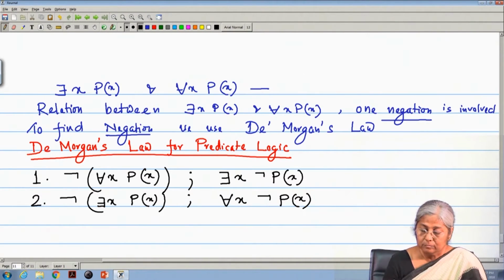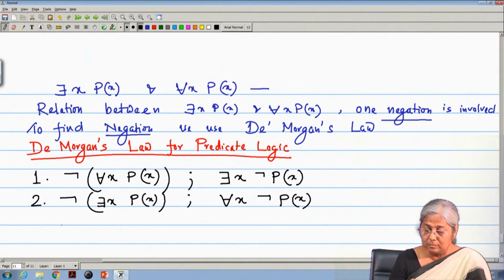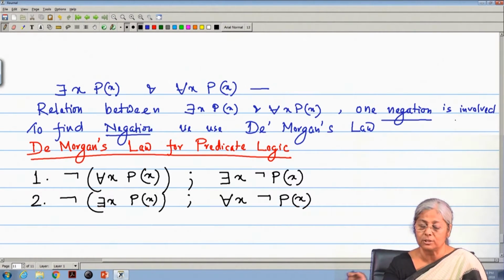For both these pairs, they are actually equivalent. So, we have to prove this. This is the relation between the existentially quantified statement and the universally quantified statement, and they are related by a negation, what I mentioned earlier, that one negation is involved.